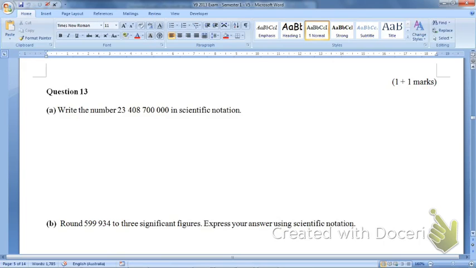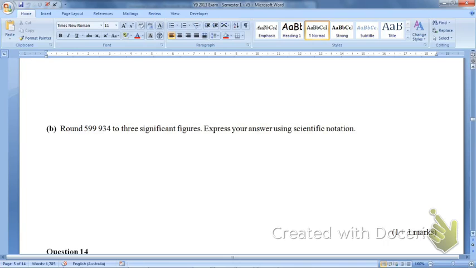Part B for question 13. Round 5999, 3, 4 to 3 significant figures. Alright, 599 is 3 significant figures. That means we have to get rid of the rest of these. So we have a 0, a 0 and a 0. What happens here though? 9 rounds up to 0. So I get another 0. And rounds up to another 0. And then rounds to 6.